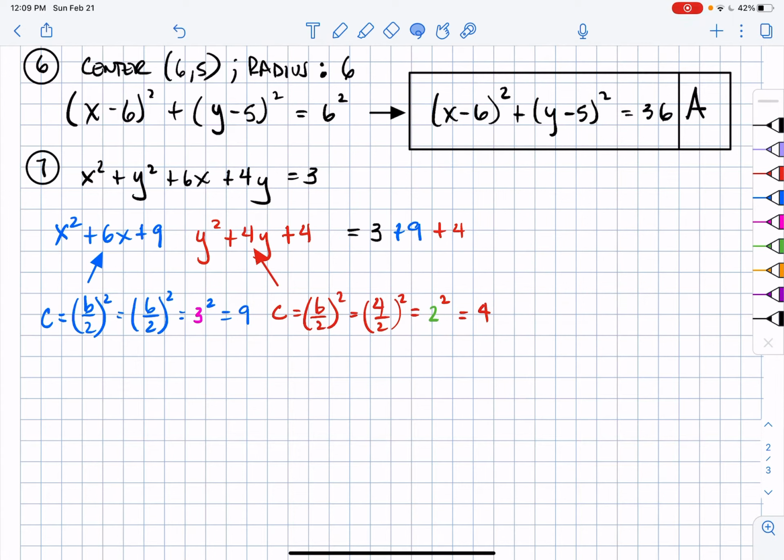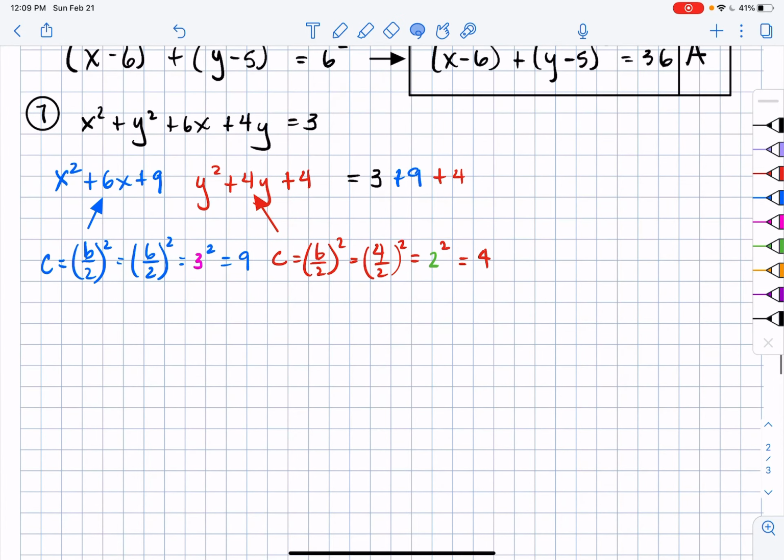Okay, so I'm always going to tell you to do the work, all right? Obviously, I know that you guys know that 4 divided by 2 is 2, that 6 divided by 2 is 3. I know that, but write it out. Trust me, it's going to help, okay? So next thing we're going to do is factor each of these trinomials and add up what we have on the right side.